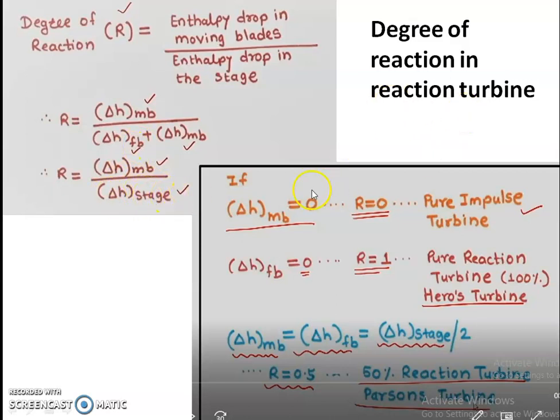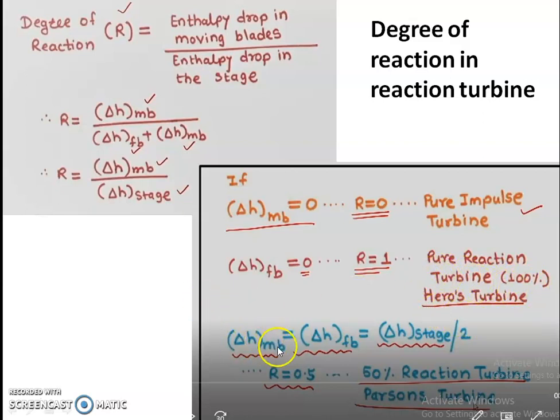Finally, if the degree of reaction R equals 0, it is a pure impulse turbine, that is, del H of the moving blade equals 0. If del H of the fixed blade equals 0, the degree of reaction is R equal to 1, which is a pure reaction turbine, 100% reaction, and we also give it the name Hero's turbine.